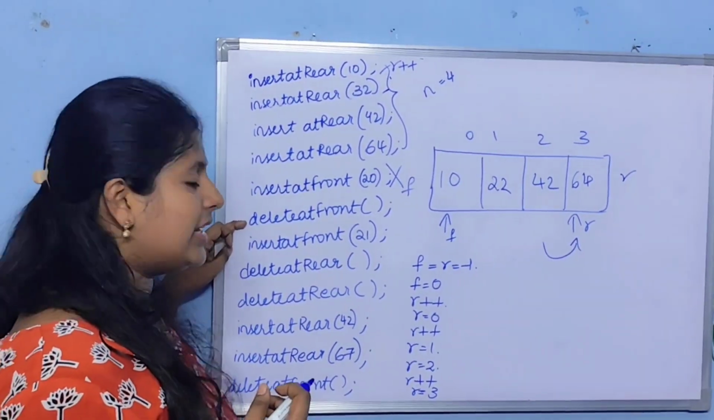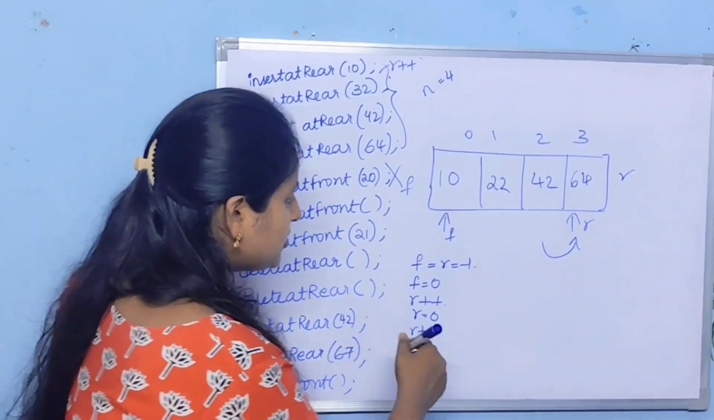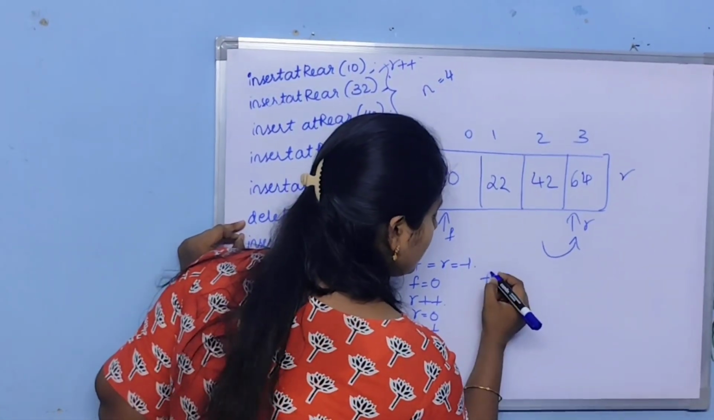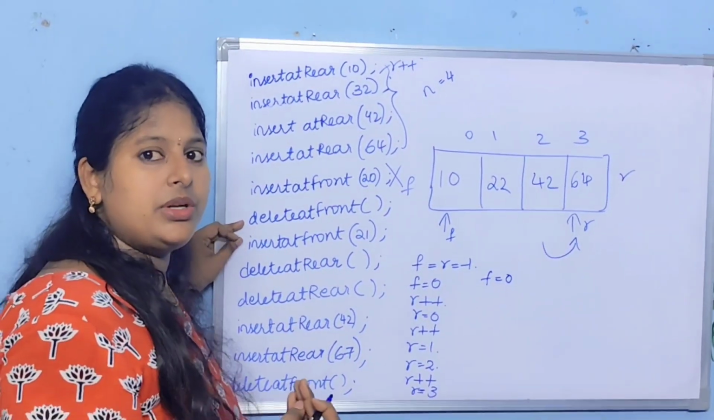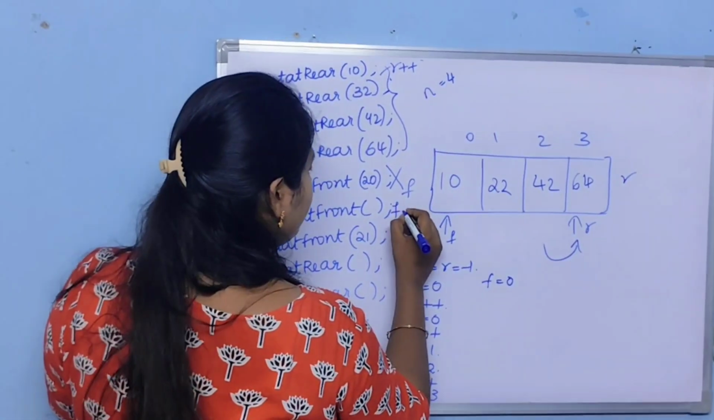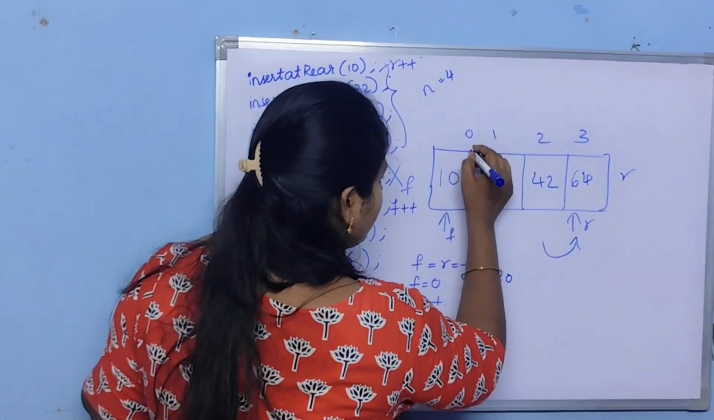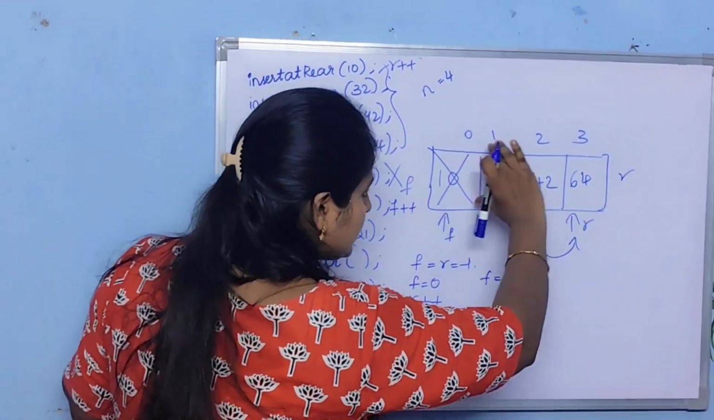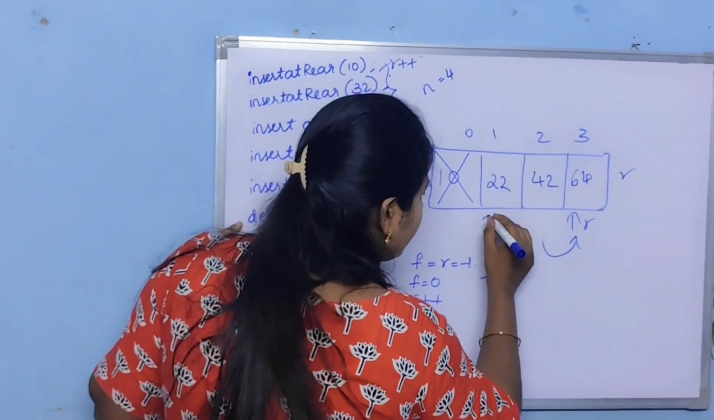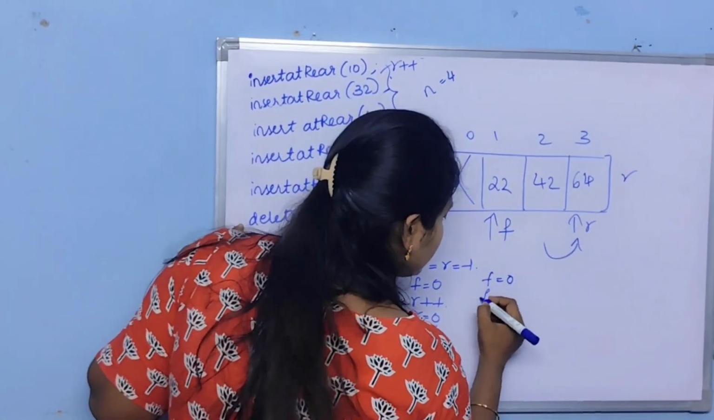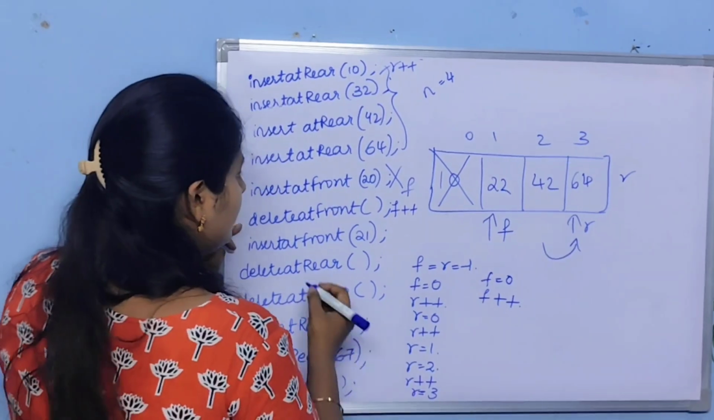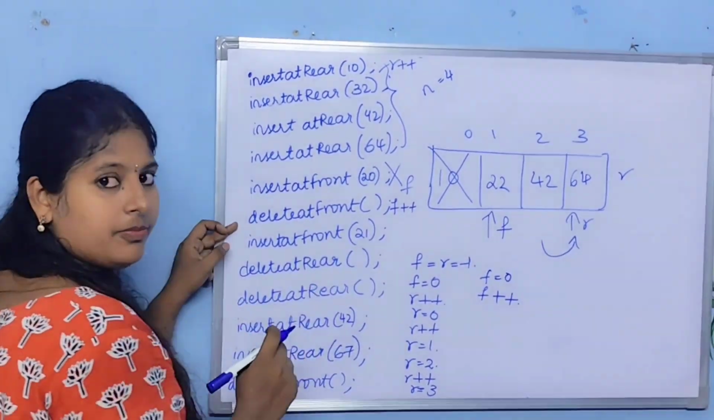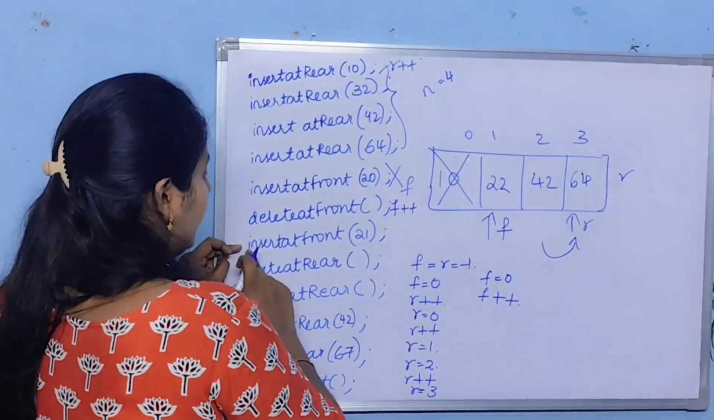So now delete at front. Okay. What is my front value right now? 0. What should I do if I want to delete from front? Front increment. Right. So now if I delete the element, what is the element being seen here? This one, right? So this became front. So front gets incremented. Right? Delete from front.